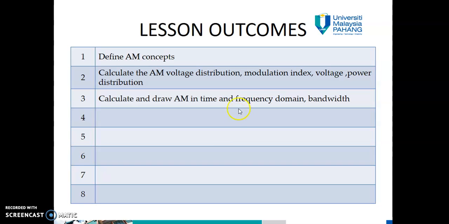Now, basically, in this chapter, you will learn to define the AM concept. What is the AM concept? It means where it is used, the application, and what the signal looks like. Then you will learn to calculate the AM voltage distribution, modulation index, voltage, power, and power distribution analysis. And then, point number three, you calculate and draw AM, amplitude modulation in time and frequency domain.